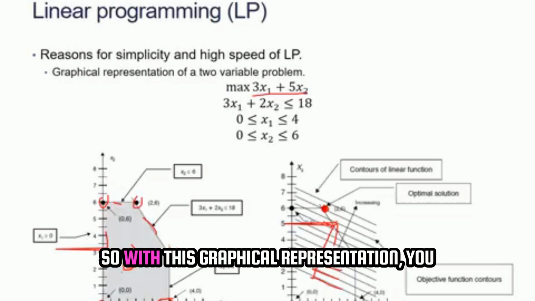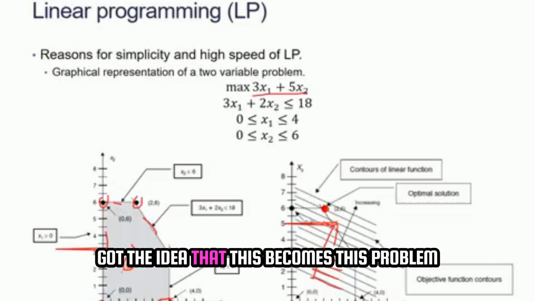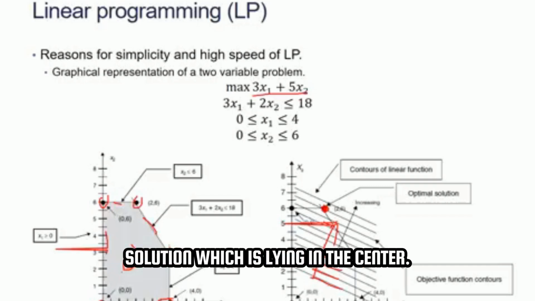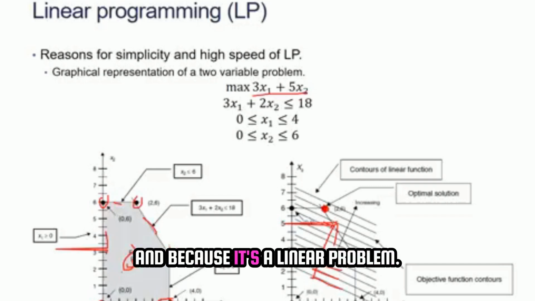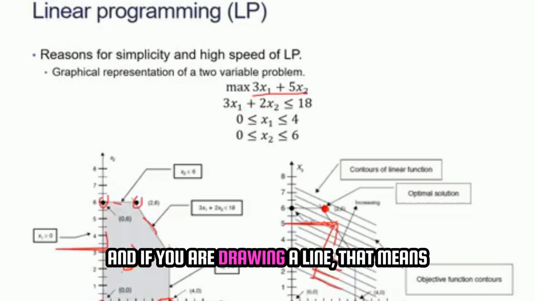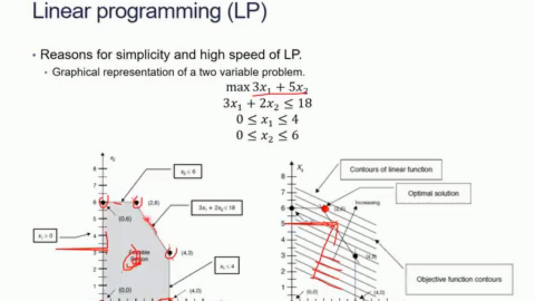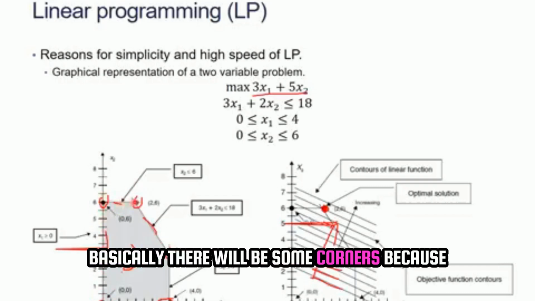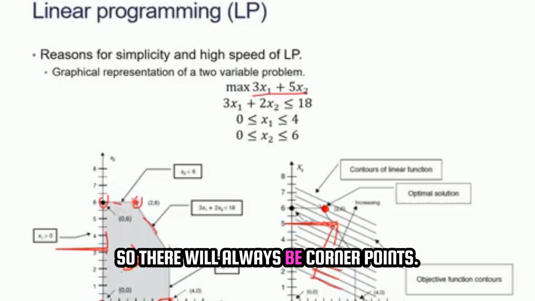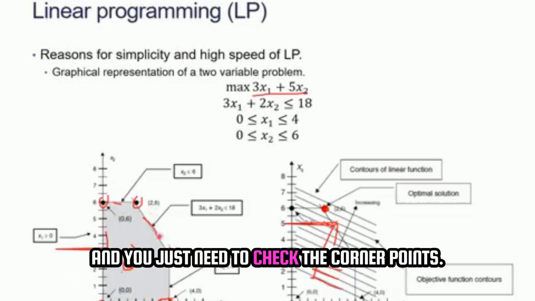So with this graphical representation, you got the idea that this problem becomes very simple because there is no solution which is lying in the center. Whatever the feasible region is, the solution always lies in the corners. Because it's a linear problem, and in a linear problem you will always draw lines. And if you're drawing a line, that means there will be some corners because there is no curved line. So there will always be corner points, and you just need to check the corner points.